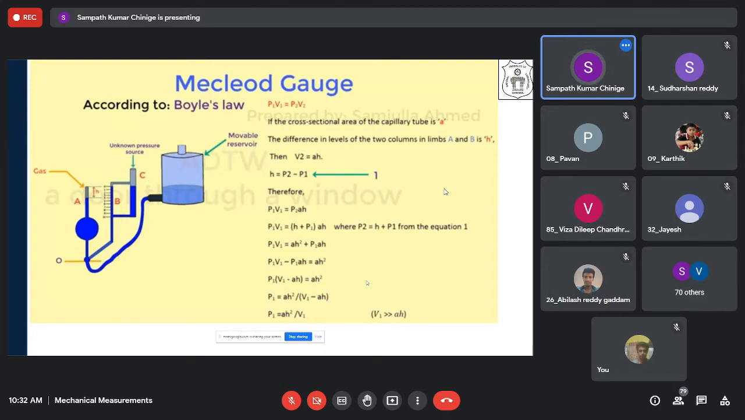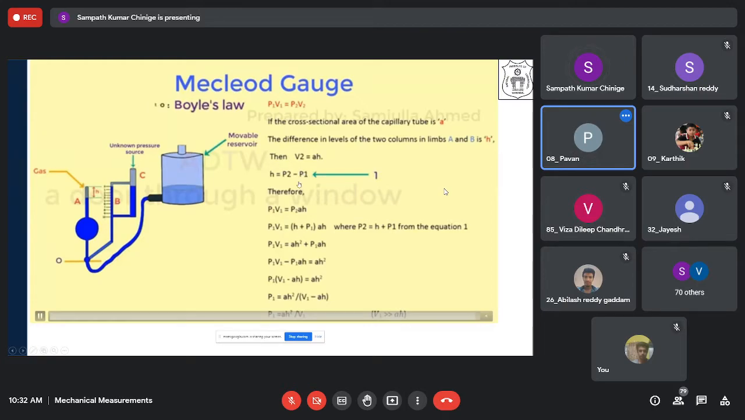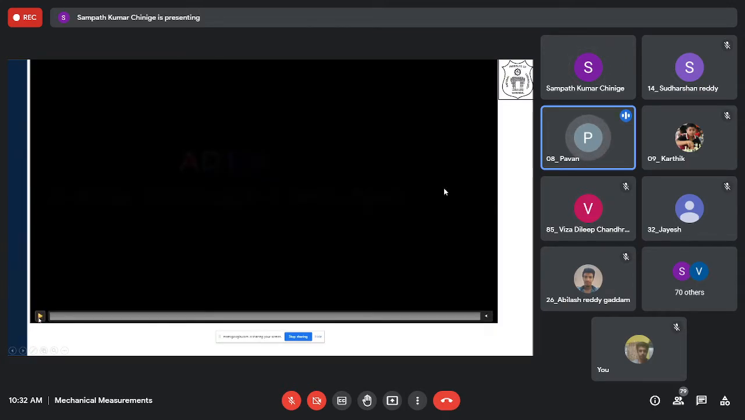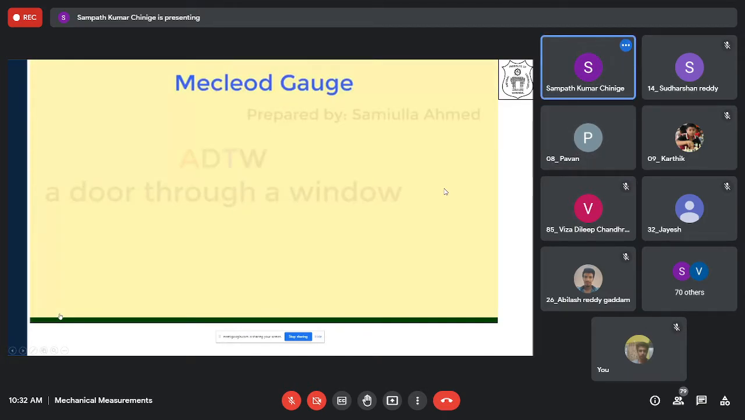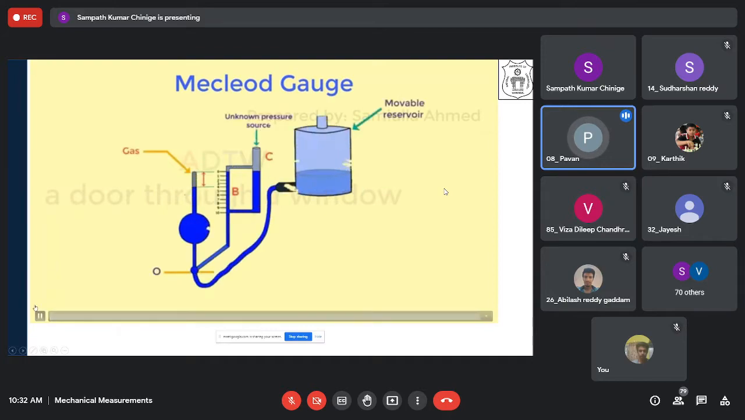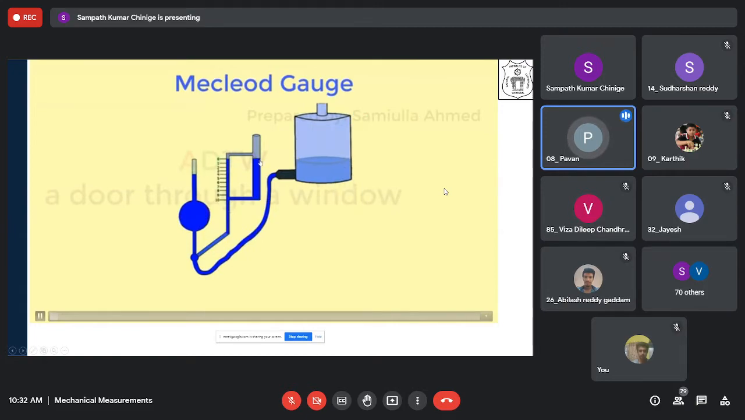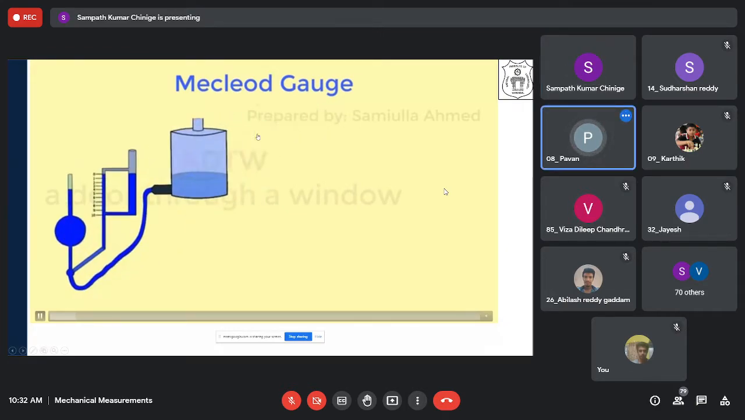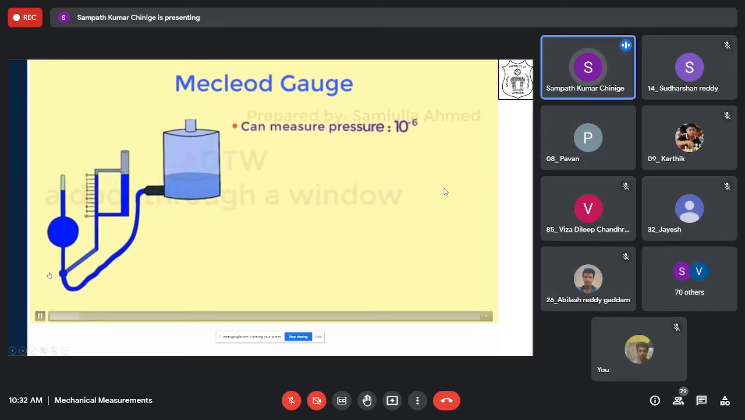Any doubts in this? Please ask. Sir, we will input the unknown pressure source at point C, no sir? At point C, we will input the gas, right? Correct. After moving the movable reservoir, will the inlet be closed or open? It is open to the source only, right? It is directly connected to the source. Okay, sir.